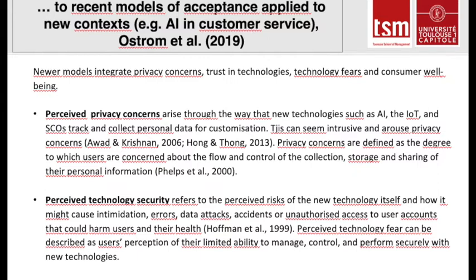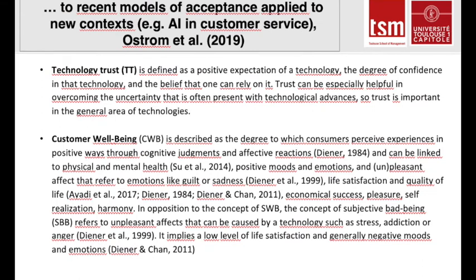Perceived technology security refers to the perceived risks of new technologies themselves and how it might cause intimidation, errors, data attacks, accidents, or unauthorized access to user accounts that could harm users and their health. Perceived technology fear can be described as users' perception of the limited ability to manage, control, and perform securely with new technologies. Technology trust is defined as a positive expectation of a technology, the degree of confidence in that technology, and the belief that one can rely on it. Trust can be especially helpful in overcoming the uncertainty that is often present with technological advances. So trust is important in the general area of technology acceptance.